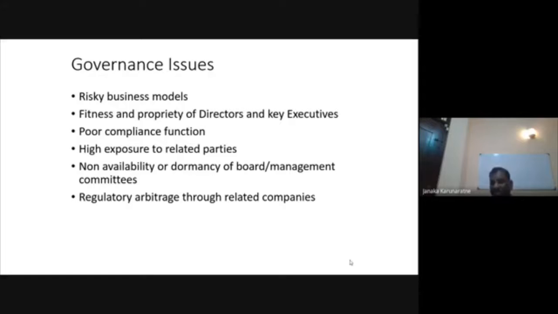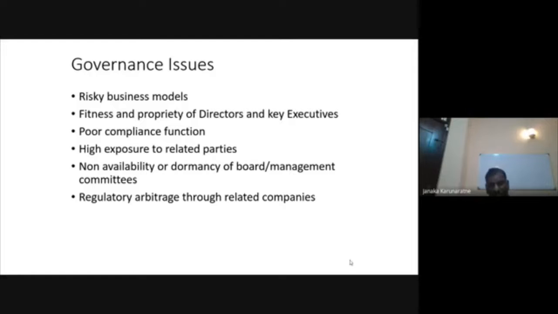Poor compliance function. That's again a governance issue: not being able to comply with the rules and regulations, not just the external ones but the internal ones, not following the limits, not following the relevant procedure, deviations from procedure. Only those lead to subsequent issues and even sometimes failures.